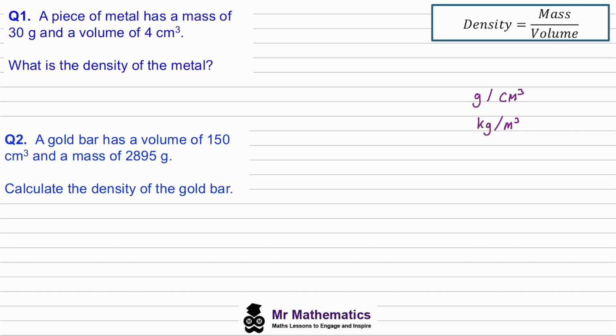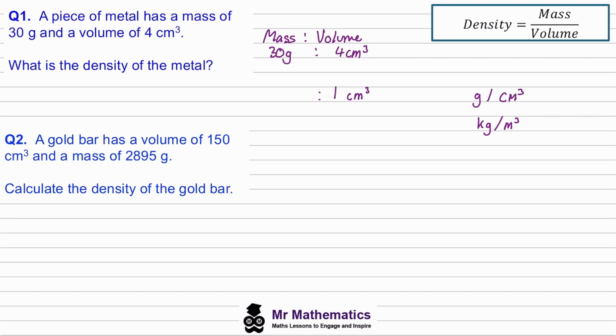So if we look at example 1, we're told that a piece of metal has a mass of 30 grams and a volume of 4 centimeters cubed. We need to work out its density. So if I set this up as a ratio of mass to volume, then the mass will be the 30 grams and the volume will be 4 centimeters cubed. And density is a measure of the mass for one unit of volume. So we're looking at the volume being 1 centimeter cubed.